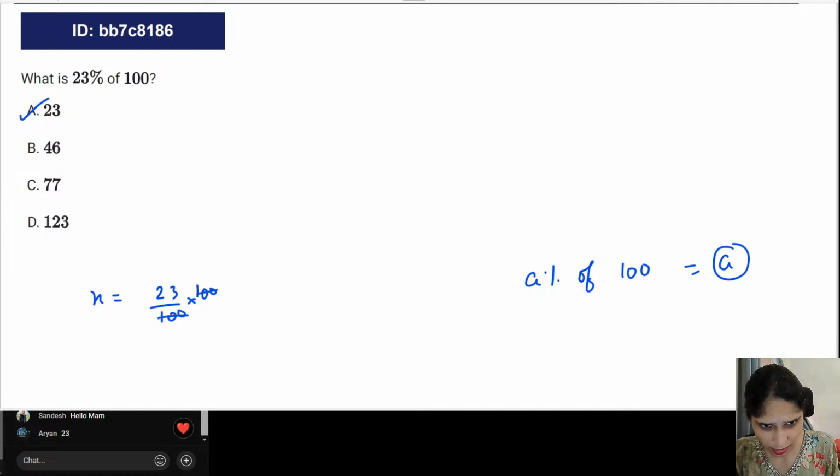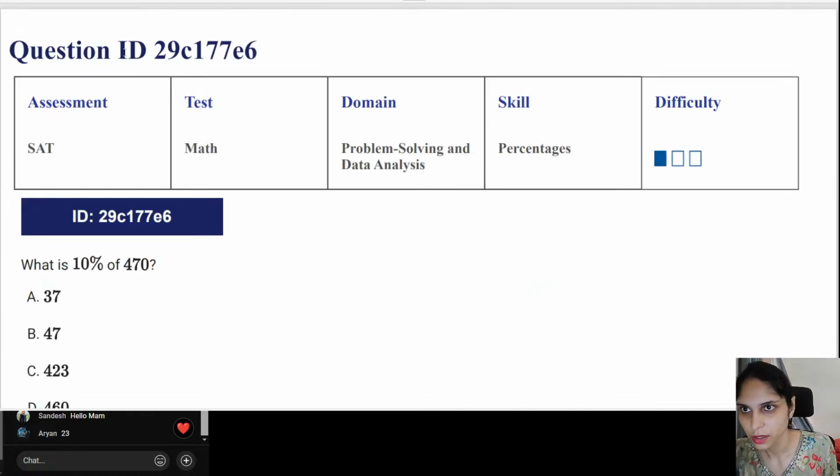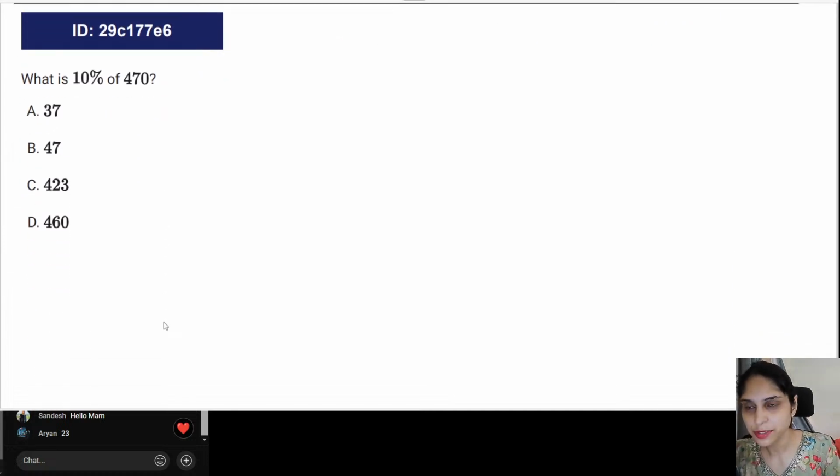Now the next problem is question number 15. What is 10% of 470? This also you don't need to solve. I will just directly tell you. Whenever you have to find 10%, you just divide by 10. 47 is the answer.